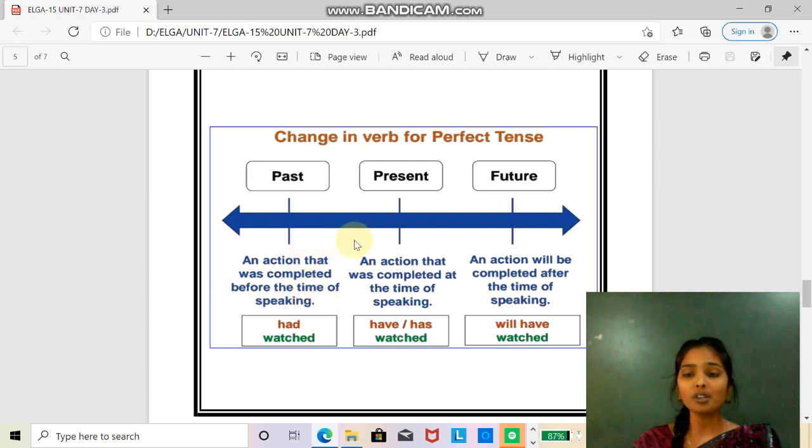Actually, past means, always remember, we are speaking about the completed thing only. The action that was completed before the time of speaking, we have to use had as a helping verb.